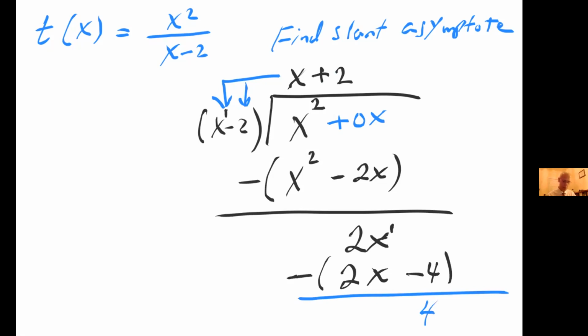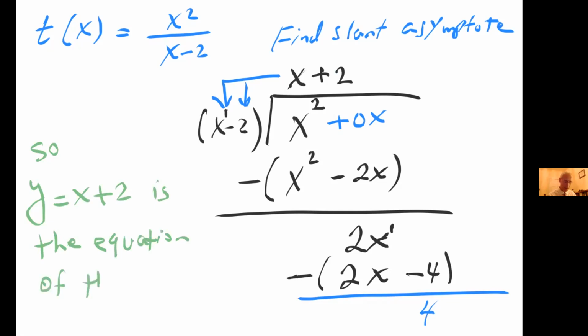So y equals x plus 2 is the equation of the slant asymptote. Okay, let's do one more just for the sake of discussion. Let's do another easy one.